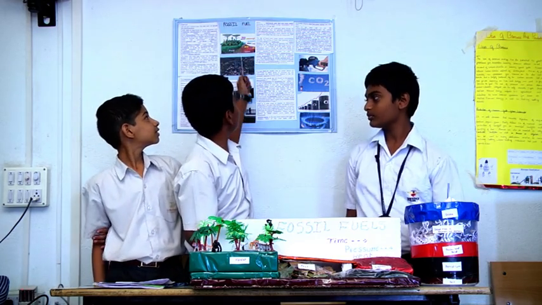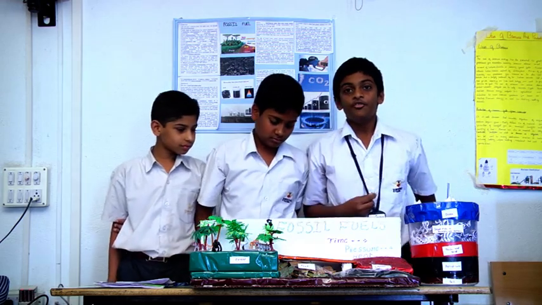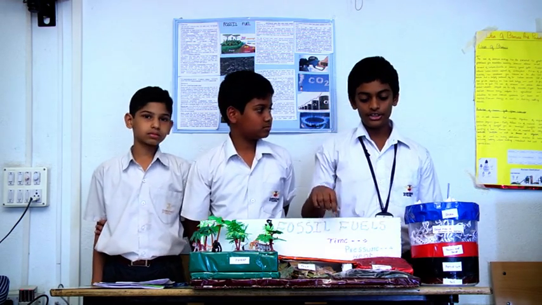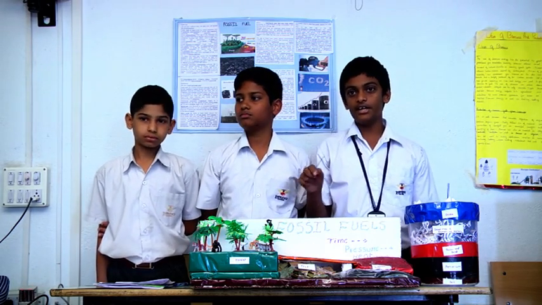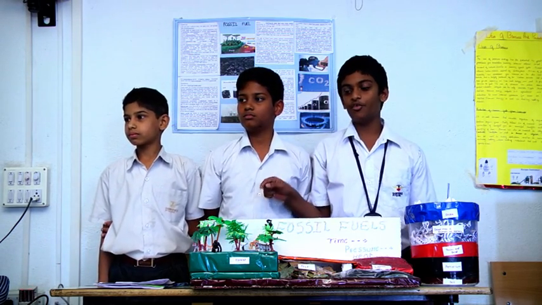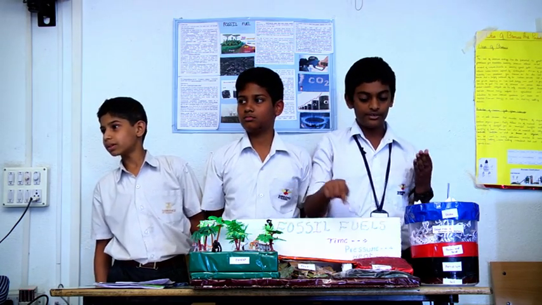My friend Bhavit is going to talk about this model, this picture which he made. I'm going to explain about the formation of coal and petroleum. Coal is made up of dead trees and plants that fall on the ground, and slowly, due to time and pressure, it gets converted into coal.